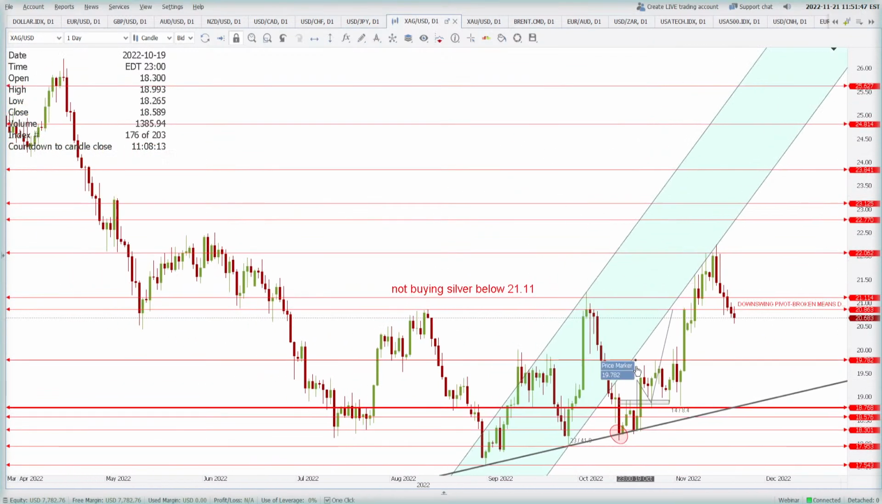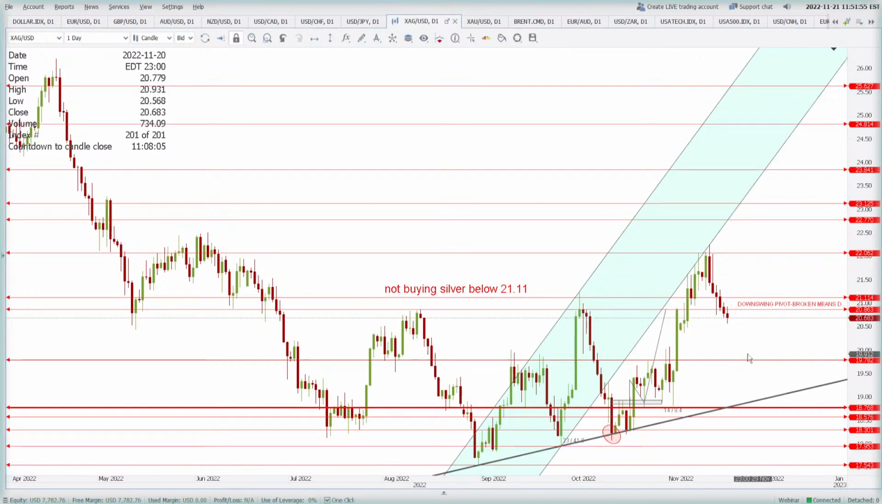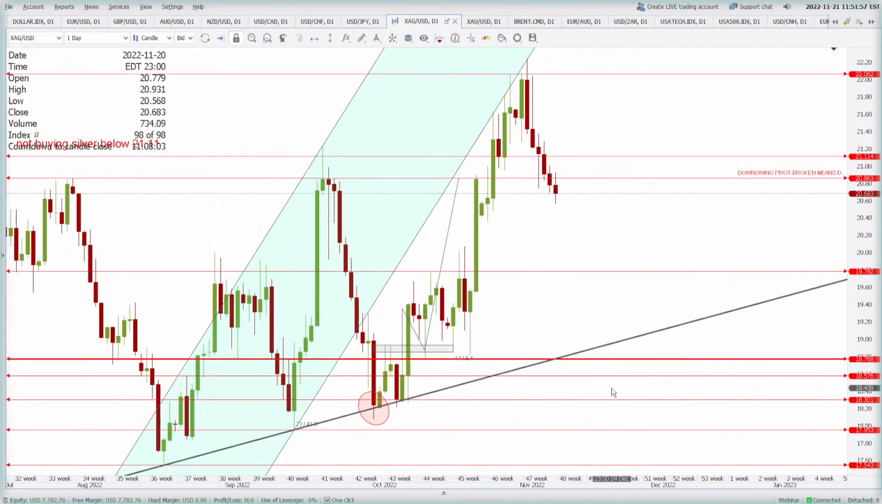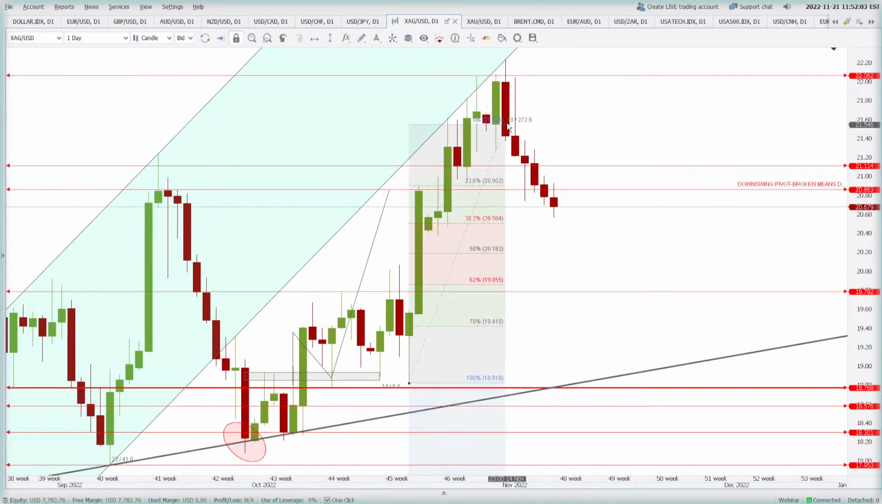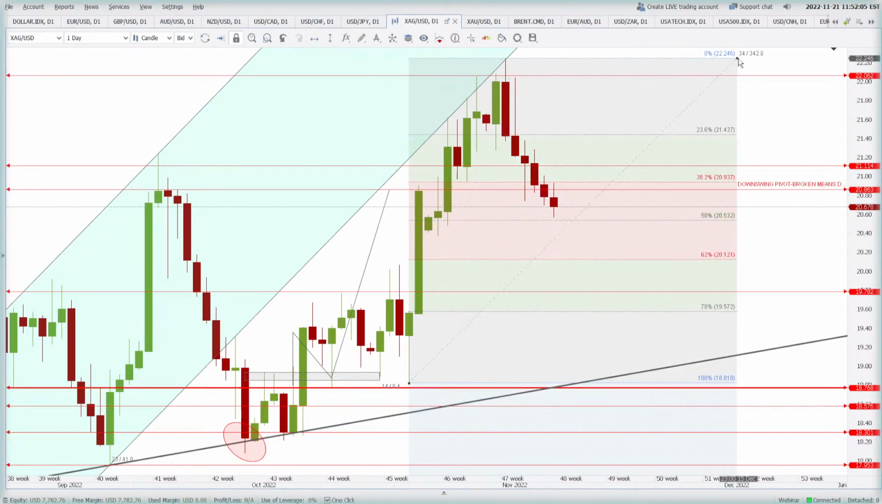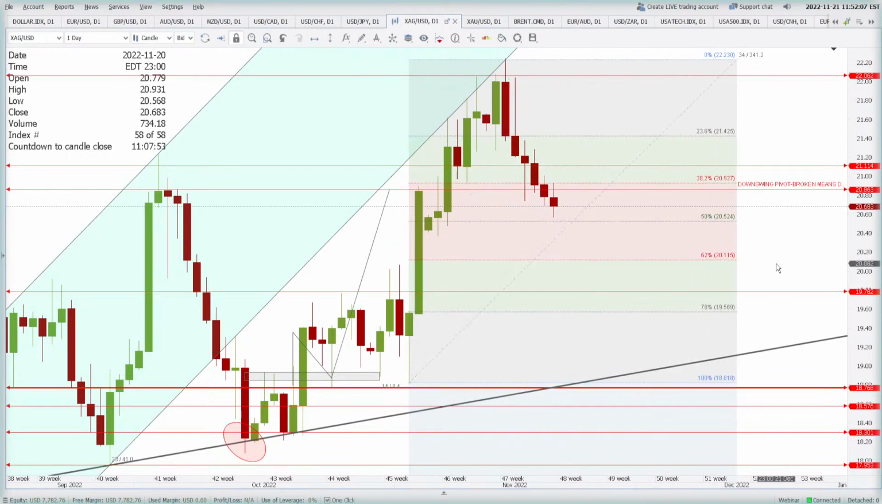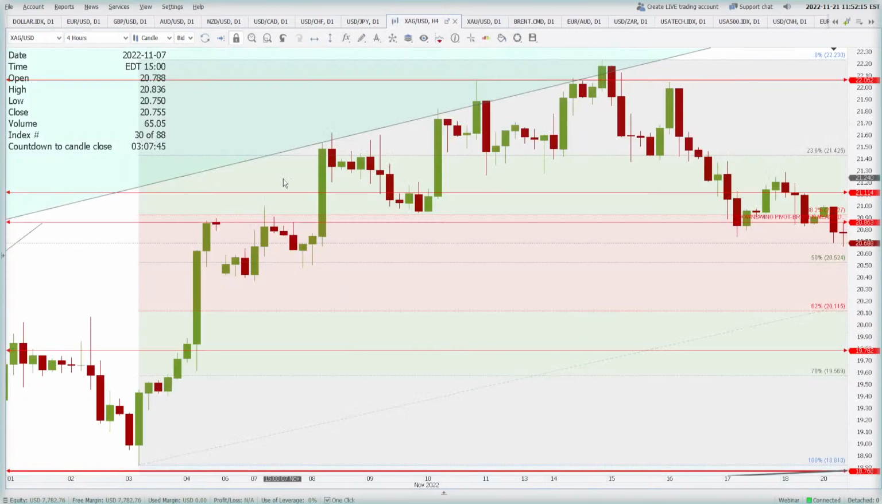Silver has also broken the downswing pivot. So the downswing pivot is broken, with the price going higher than 21.11 after a long time. I think now it is an area for silver to offer us some buying opportunities. Now this is the swing low, this is the swing high. So I want to enter at 61.2 or 62%. Or maybe 50% if you want to.